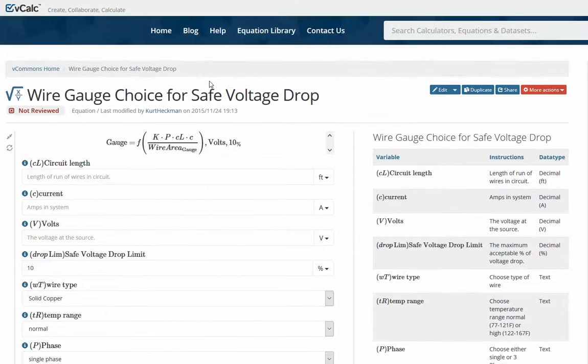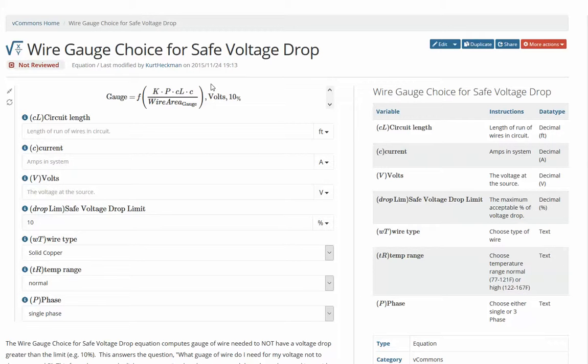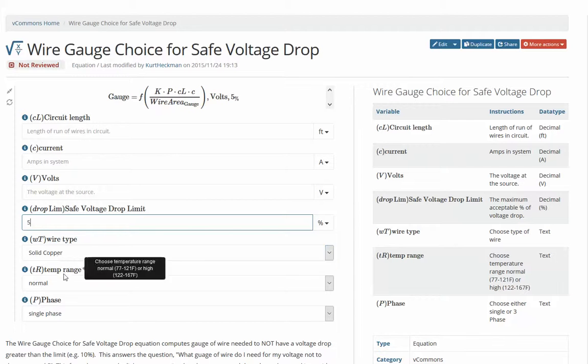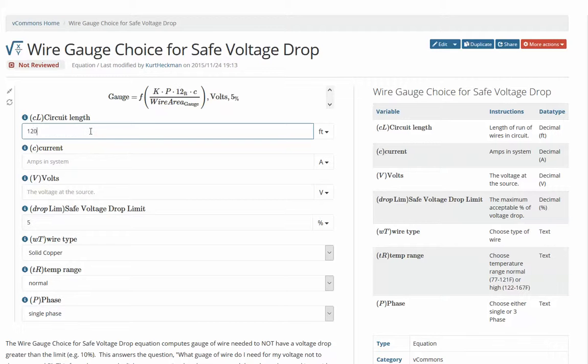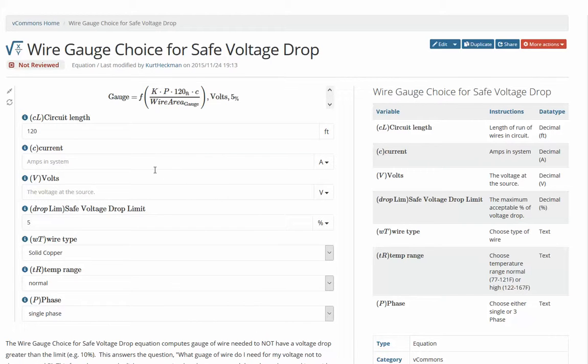In talking to an electrician, they pointed out that yes, the voltage drop equation is useful. However, what they typically need to know is what is the right gauge to choose in order to not have a drop above a certain threshold. So let's first go in and say, okay, we want to have only a 5% drop. We're going to use solid copper wire, normal temperature, single phase, and we want to go 120 feet. And again, you can change your units. You can say yards, meters, inches, etc. But we'll leave it right now in feet.